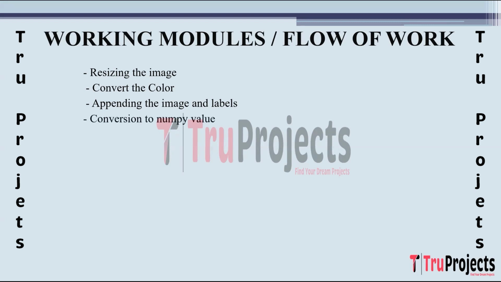Conversion to NumPy array. Machine learning frameworks like TensorFlow and PyTorch work with numerical data represented as arrays. Converting images into NumPy arrays allows for easier manipulation, processing, and compatibility with these frameworks. Each image is transformed into a numerical matrix format, often with pixel values normalized between 0 and 1.